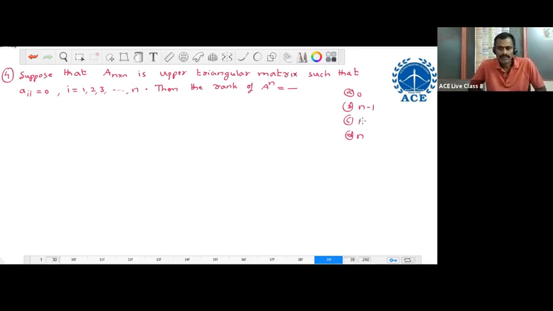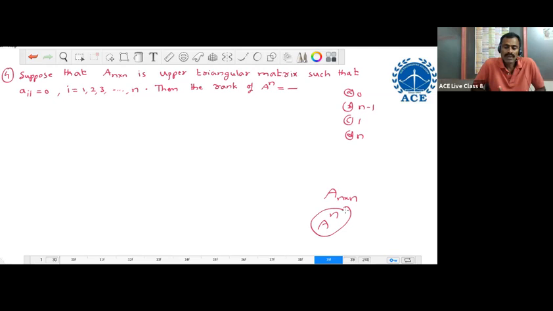It is the fourth problem. Suppose that A, n cross n, is an upper triangular matrix. So we are given an nth order upper triangular matrix, and we are asked to find the rank of its nth power. We require the rank of not A n cross n. We do not require the rank of this matrix. We require the rank of the A power n matrix only.